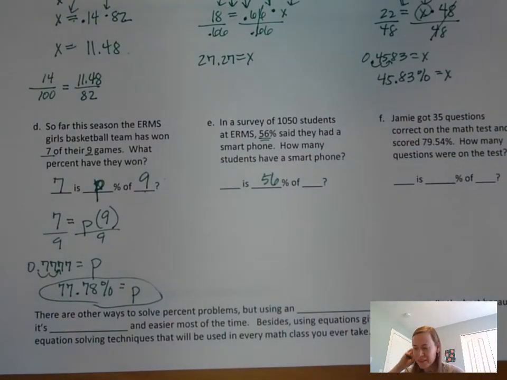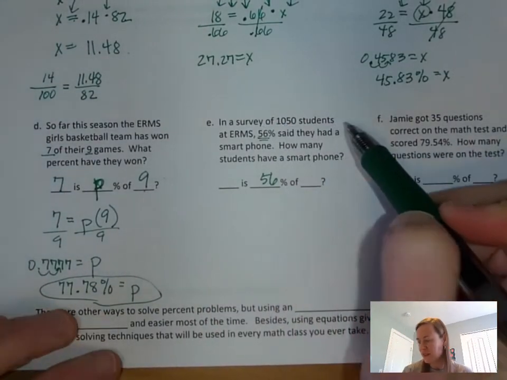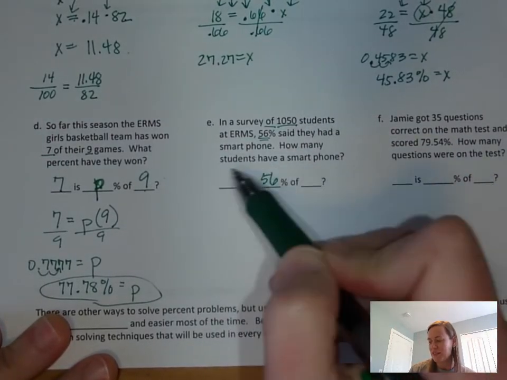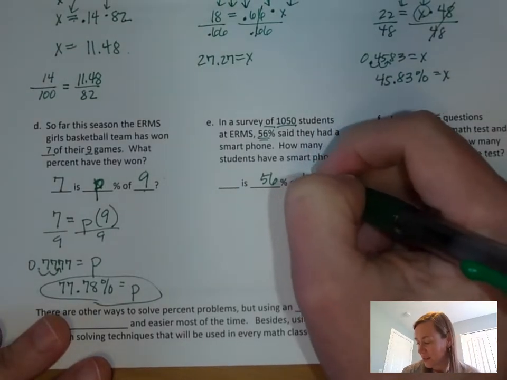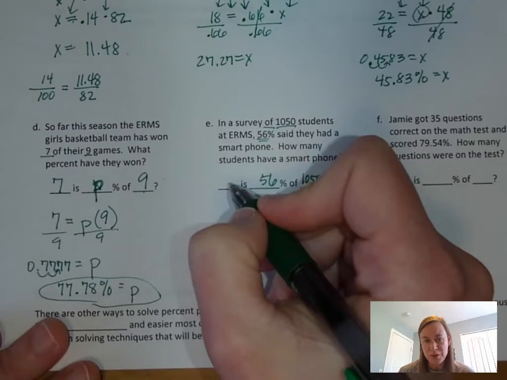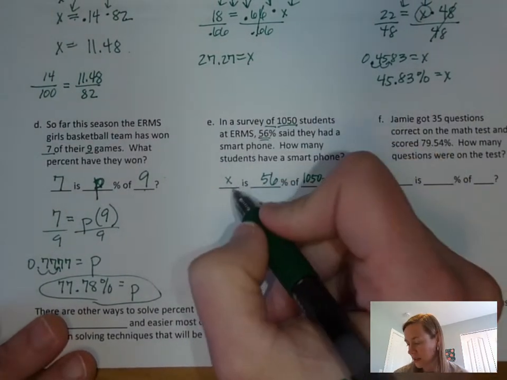Excellent. Okay, and then it says in a survey of 1,050 students. Now it says of 1,050. So where do you think that 1,050 is going to go? How about after the of, right? Yeah, let's do it. So put that there. And then this one, we don't know what it is, so it's going to be an X. All right, so now let's write it as an equation.